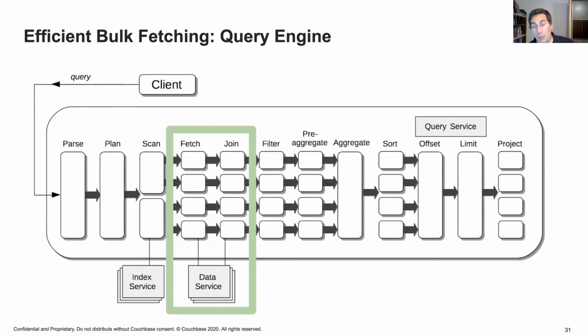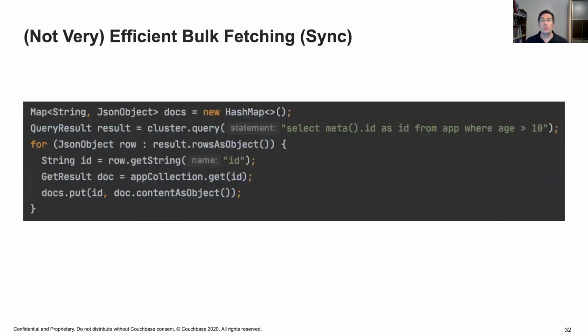So one thing I mentioned before, and I want to emphasize, is that the query engine, if it doesn't have the data in a covered index, which is especially true if you do things like select star or you fetch full documents, needs to go to the data service to get the actual content, put it in the pipeline, and then keep going.